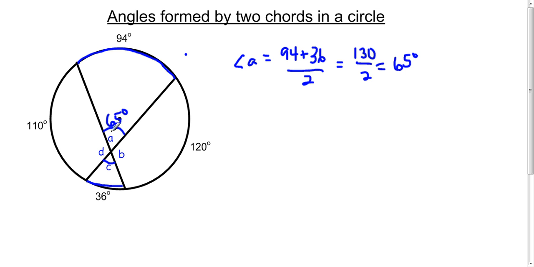You can think of this as the average of 94 and 36. 65 is right in the middle of these two numbers. And so this angle C would also be 65 degrees.